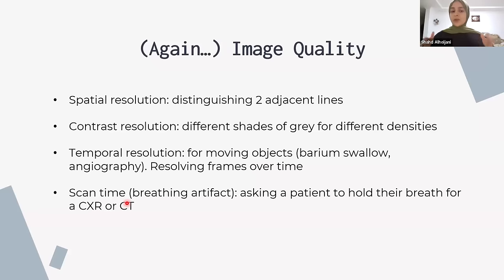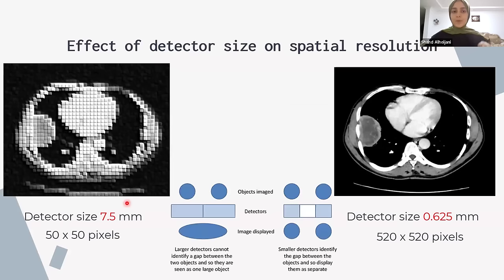So if the scan time is too long, the patient won't be able to hold their breath for long, and then this will affect the image. They will start breathing, and then this will distort the X-ray or the CT. So for spatial resolution, we said there's something you need to keep in mind, which is the detector size. So this will affect the spatial resolution.